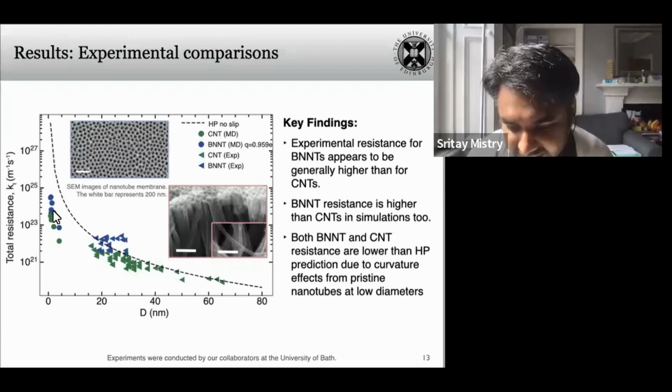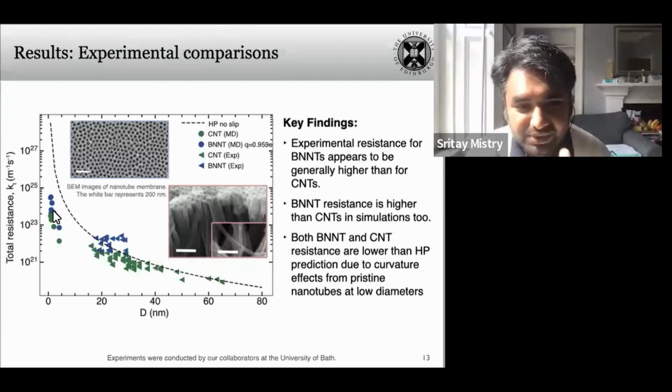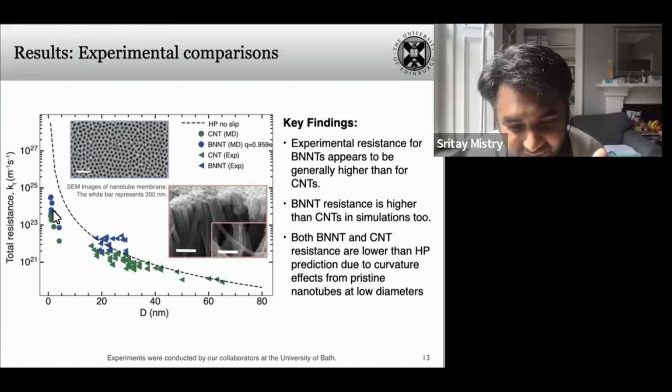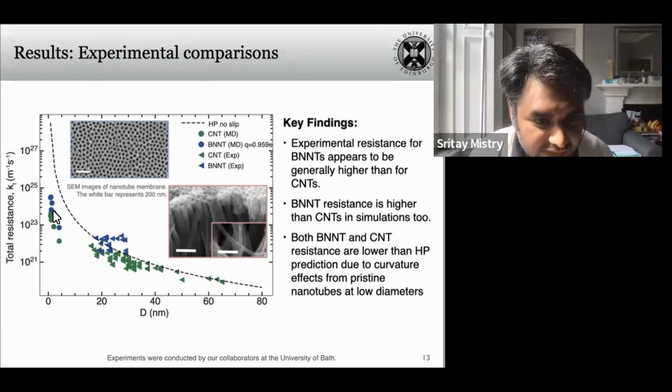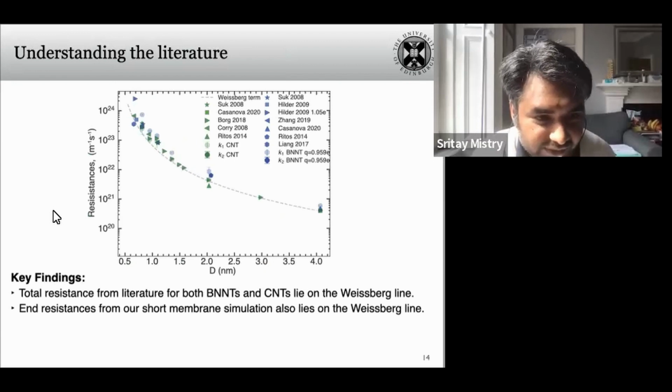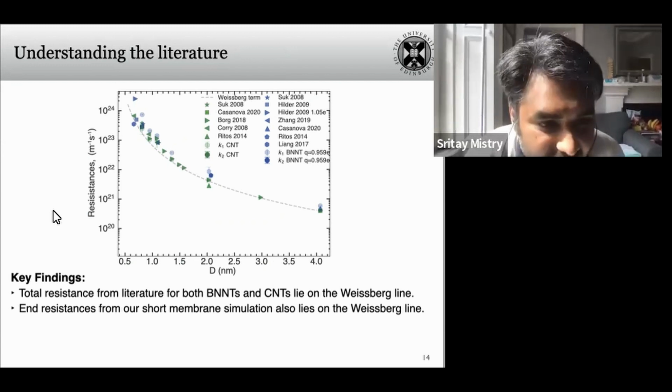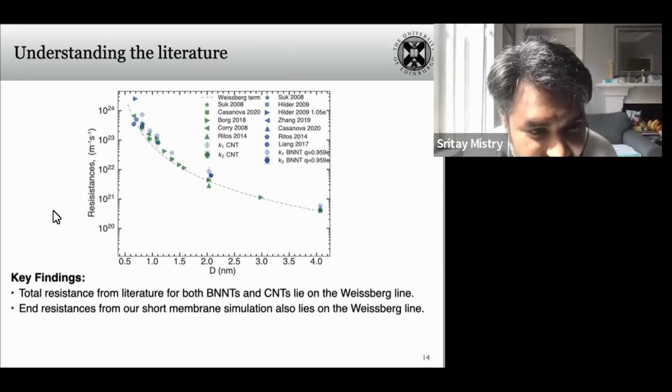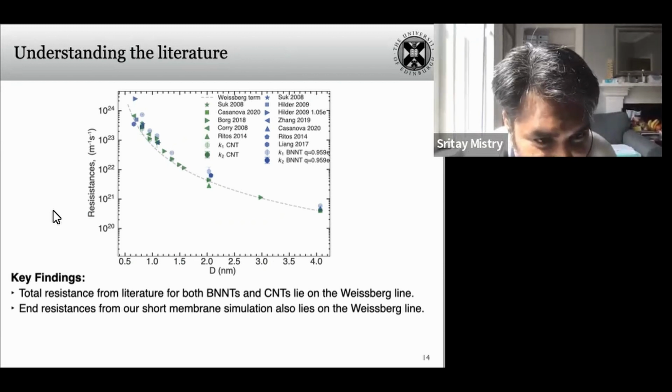So now we go back into literature and try and see why literature was showing that discrepancy. Some studies showing BNNTs better, some studies showing CNTs better for conducting water. And so I've plotted the resistance which I found from the literature, where there was flow rate, I've taken flow rate, where there was some other parameters. So I've tried to combine all of that into resistance and arranged it against diameter. So what you see here is the total resistance from all the literature that I found.